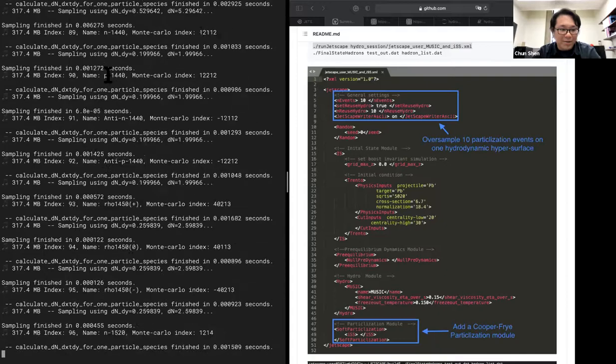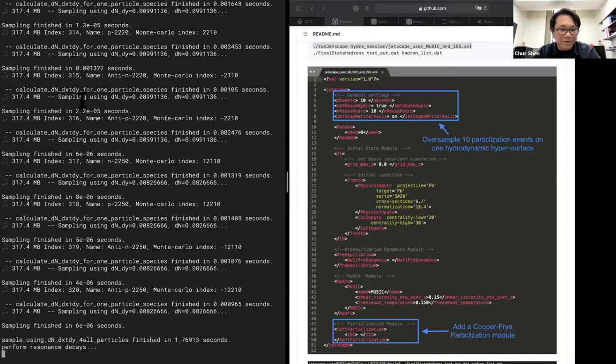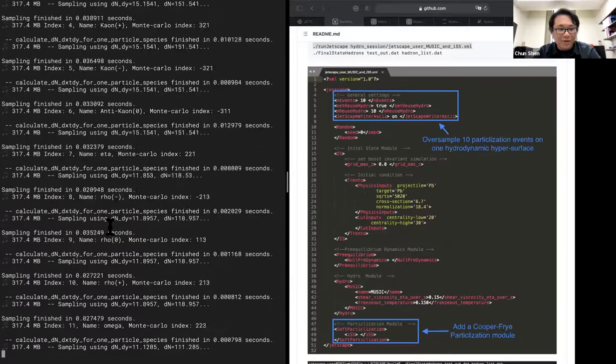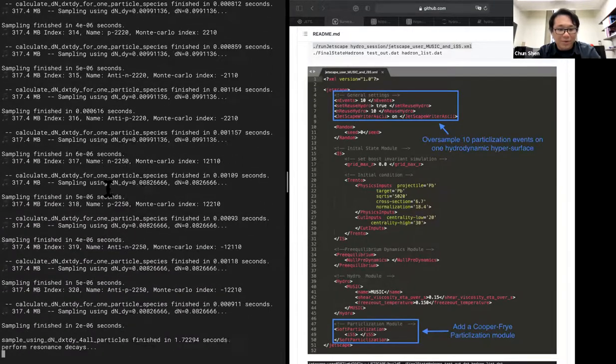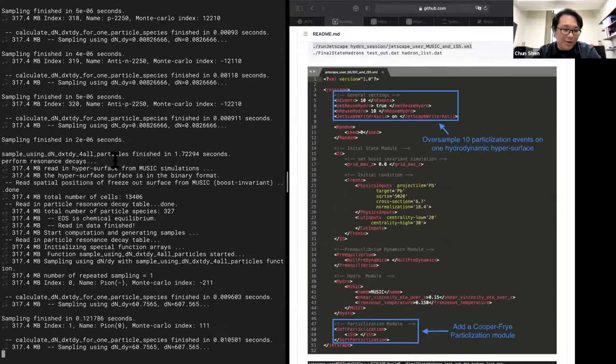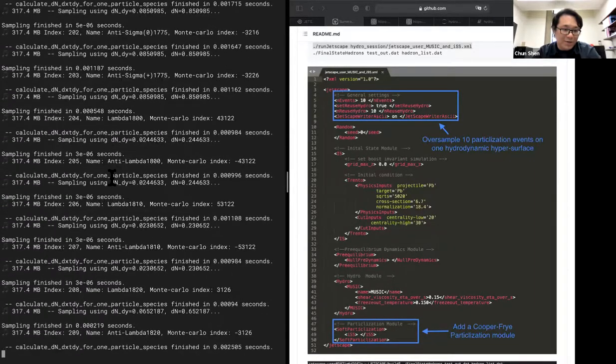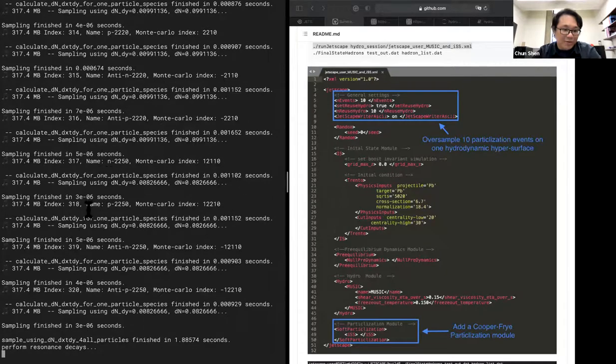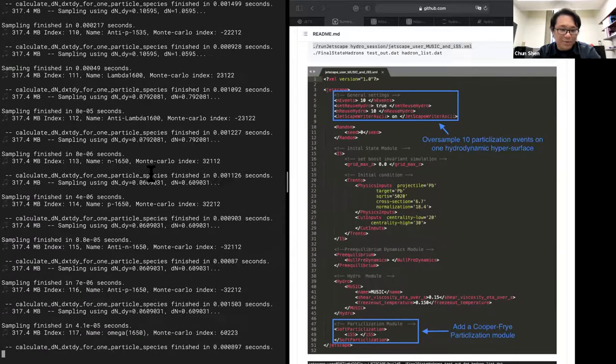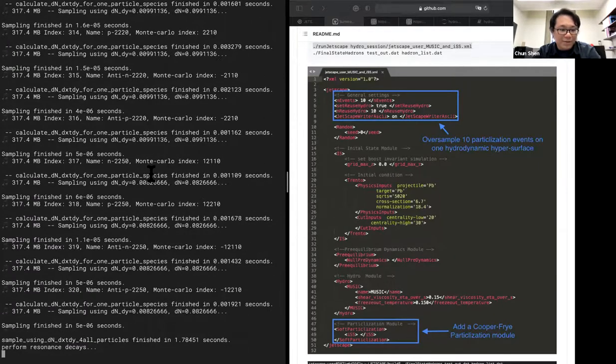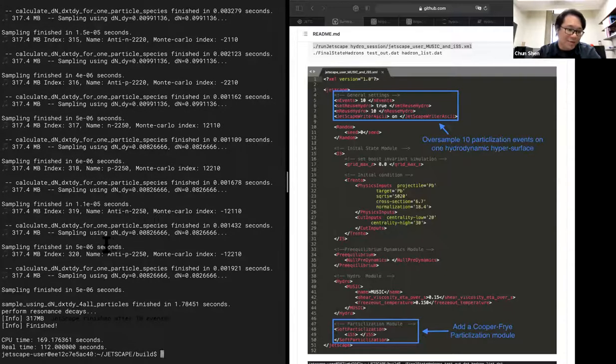And you can see right now it's basically generating particles, and you see a somewhat different interface compared to the MUSIC output that you have been running so far. So it basically tells you the particles it's trying to generate with different states, and how many particles are generated per event. In this case, it will iterate 10 times to generate 10 events.